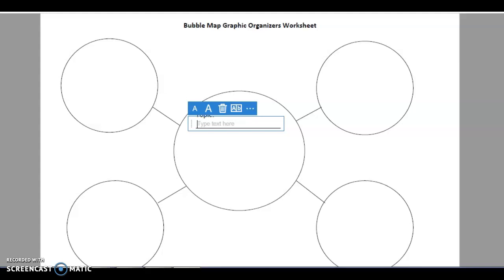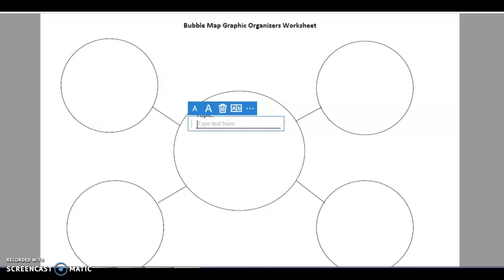As you get ready to organize your ideas for your paragraph that you're going to be writing for the Broom Dog Scholastic Scope that we've been reading, I have included a bubble map organizer that you can use. This is something that you will not turn in to me, but if you want to use it to help you organize your ideas for your paragraph, you can do that.